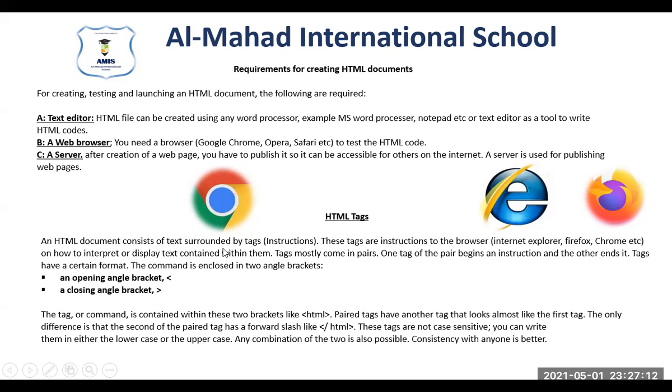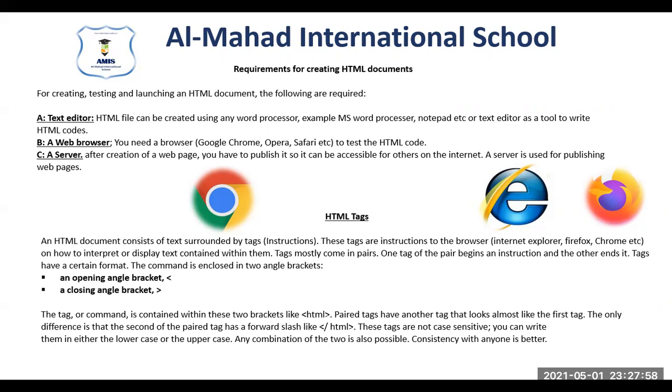An HTML document actually consists of text surrounded by tags. What are tags? HTML tags are nothing but instructions: what you want to display, what you want to hide, how many pages there will be, whether there is any interlink. Suppose there is a page with a video, you can have it open on the same page, or whatever instruction you want to give. These tags instruct the browser how to interpret and display the text contained within them. And tags mostly come in pairs.